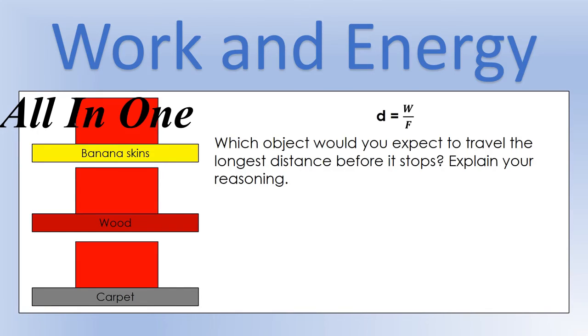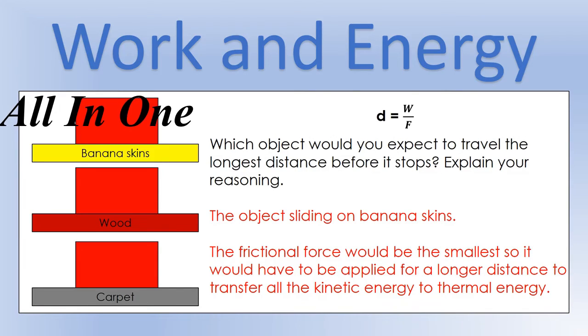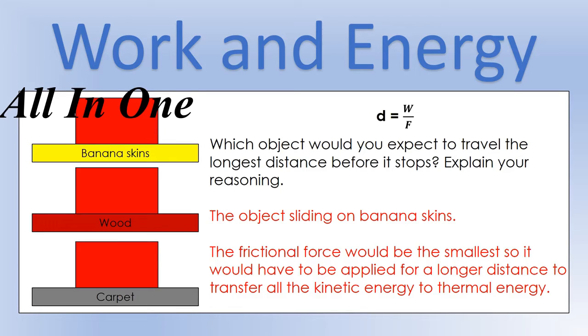Okay, so I'm assuming you've done that. So the object sliding on banana skins would travel the furthest, which is probably intuitively what you reckon. So the reason is its frictional force is the smallest, so it has to travel a longer distance to do the same amount of work and transfer all that kinetic energy to thermal energy.